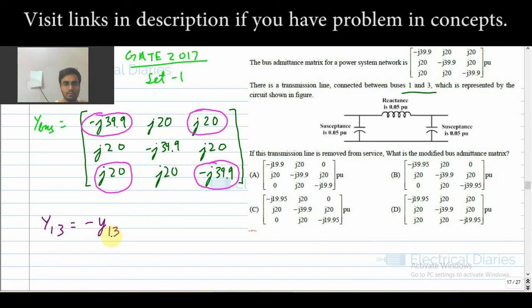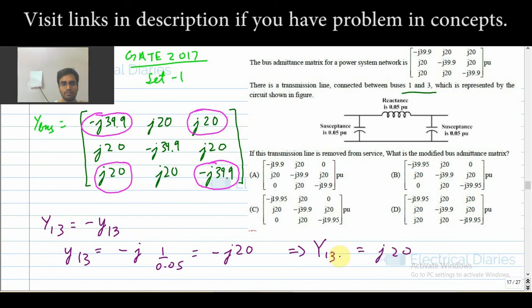So what is the reactance of 1 and 3? Y13 is equal to 1 upon minus j. See, admittances are negative. 1 upon 0.05 is equal to minus j20. So your Y13 is minus j20. This implies that small y13 will be minus of that, so it will come out to be j20.